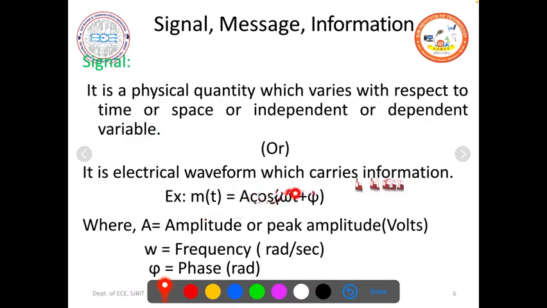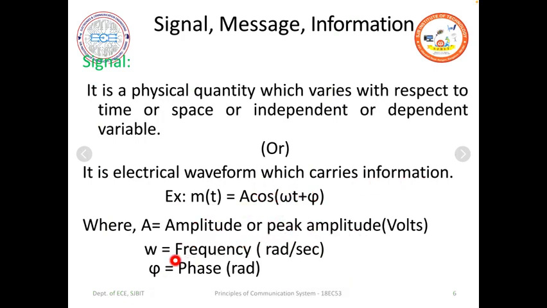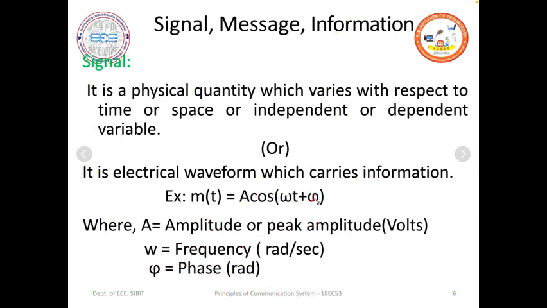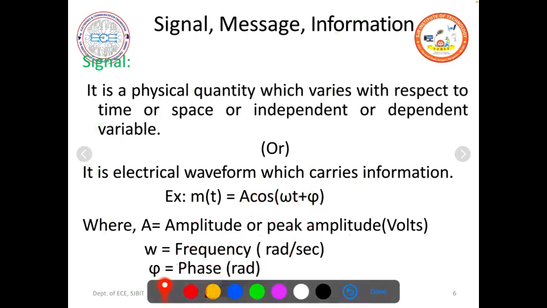M of t is equal to A cos of omega t plus phi. So what is M of t? It is the message signal. What is A? It is the amplitude or peak amplitude of the message signal. Omega is the frequency, which is expressed in radians per second. And what is this phi? Phi is the phase. So any wave we take will have three characteristics: one is the amplitude, another is the phase, and another is the frequency.